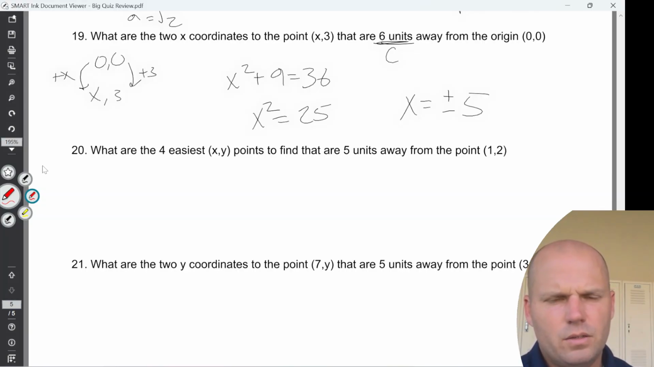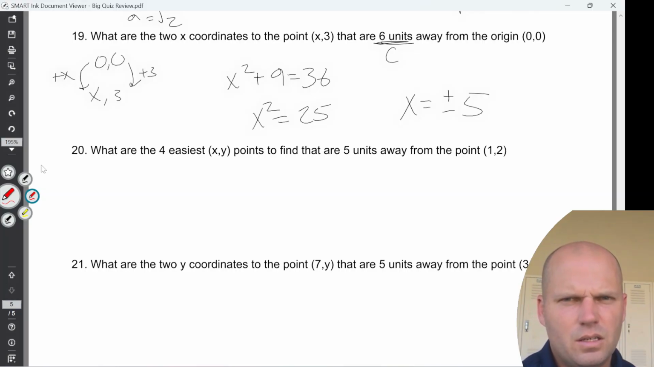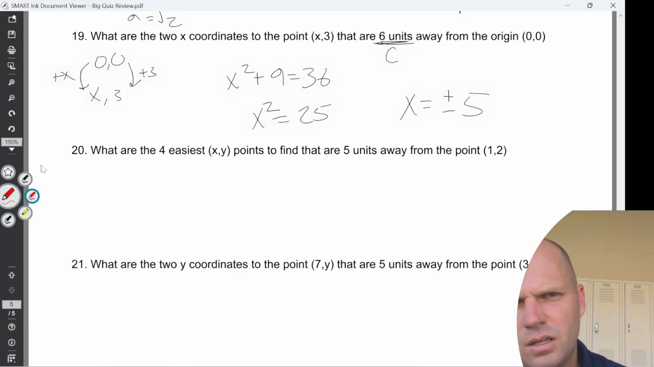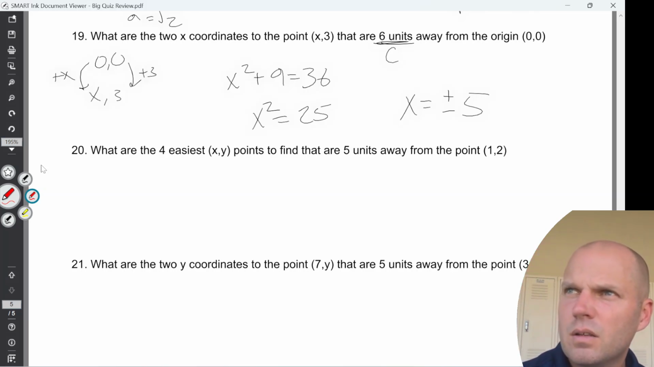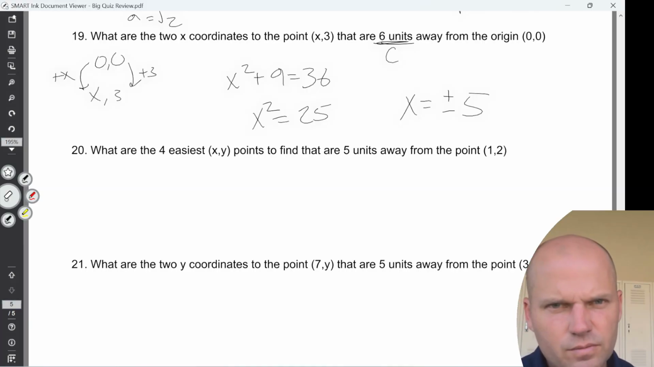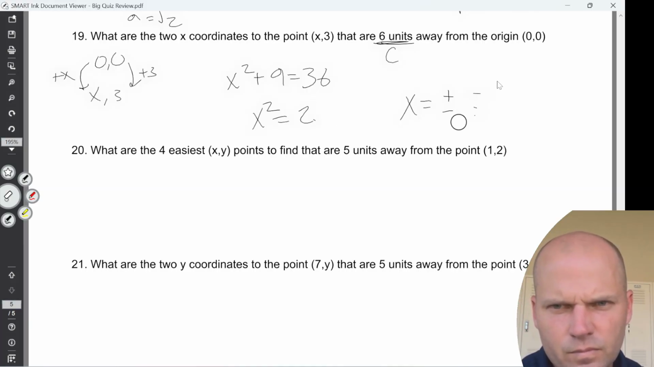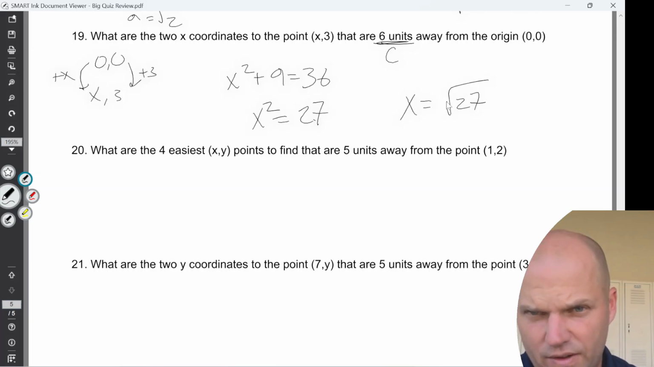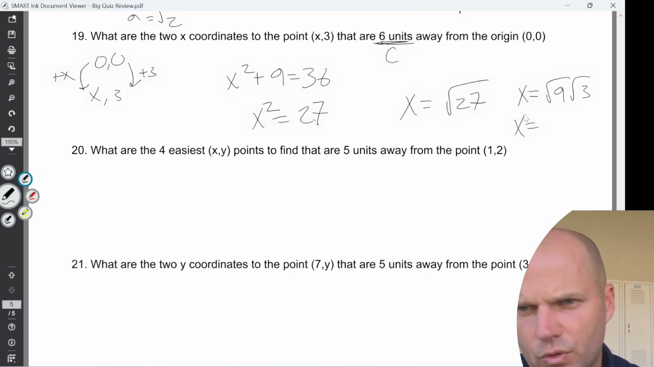Wait, 36 minus 9. That can't be right. 27. So x squared has to equal 27. X has to equal the square root of 27. X has to equal root 9 root 3, which is 3 root 3.